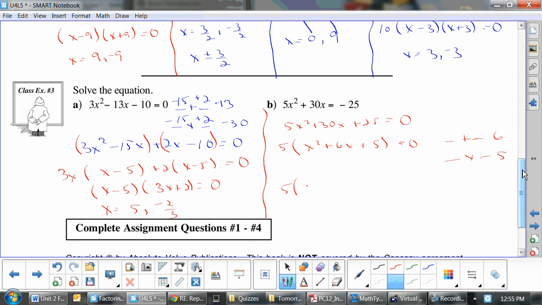Sorry, Andrew. Okay, what are my numbers? 5 and 1, right? So I've got 5(x plus 5)(x plus 1). Okay, therefore what does x equal? -5 and -1.